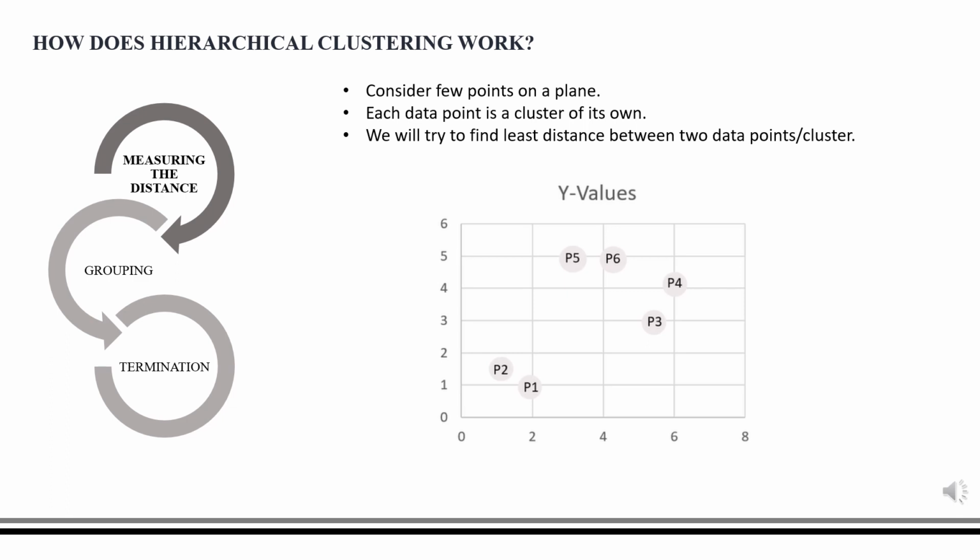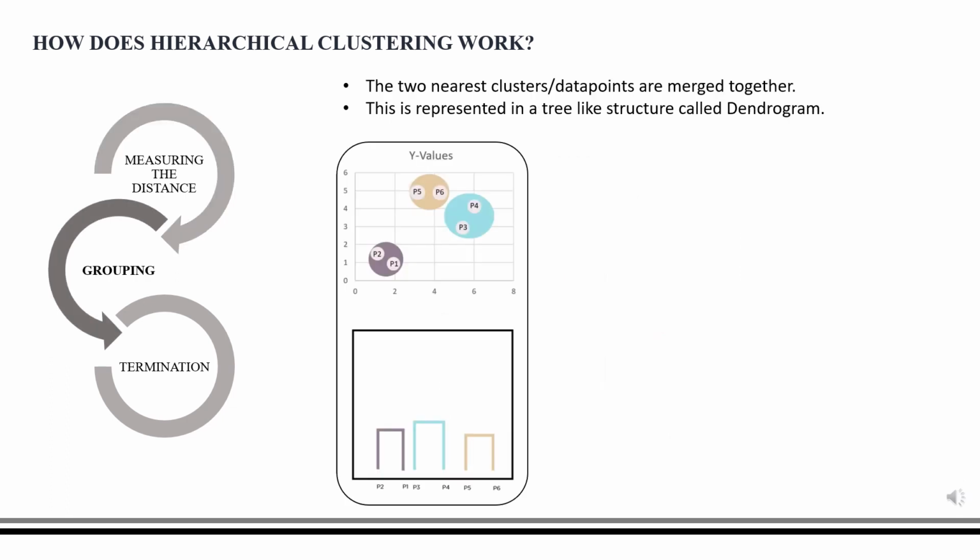Let's consider that we have a few points on a 2D plane with XY coordinates. Here, each data point is a cluster of its own. We want to determine a way to compute the distance between each of these points. For this, we try to find the shortest distance between any 2 data points to form a cluster. Once we find those with the least distance between them, we start grouping them together and forming clusters of multiple points. This is represented in a tree-like structure called a dendrogram.